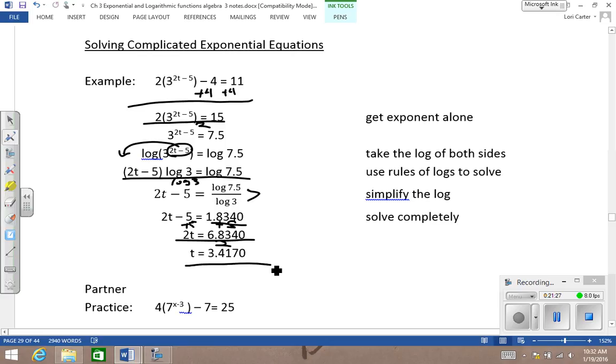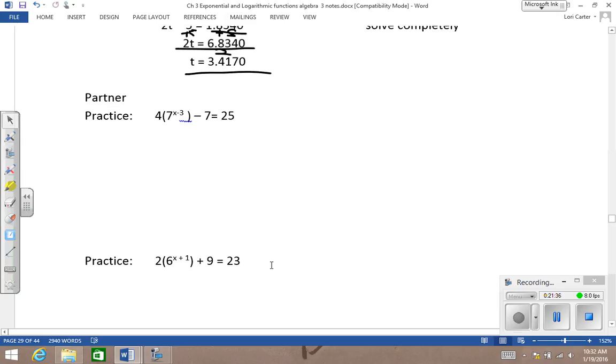Okay, order of operations. Base exponent alone first. Okay, give it a shot. Okay, answer to the first one. 4.08. 4.068.